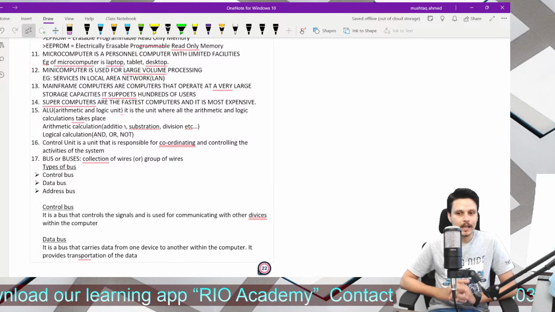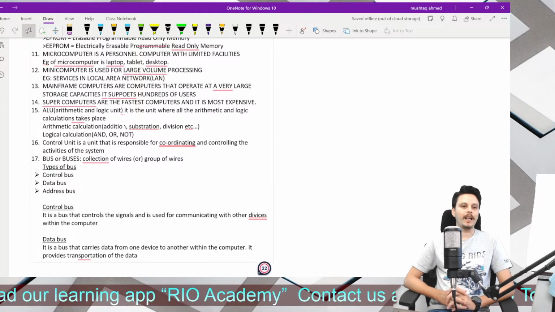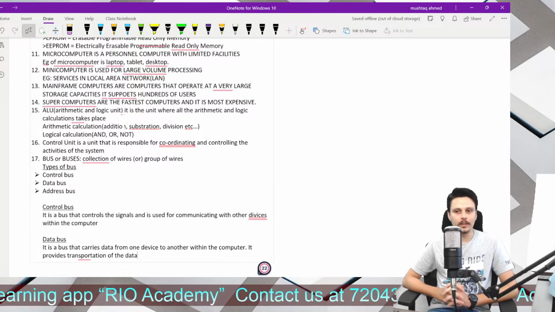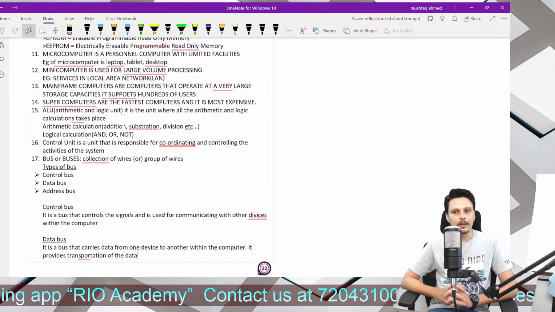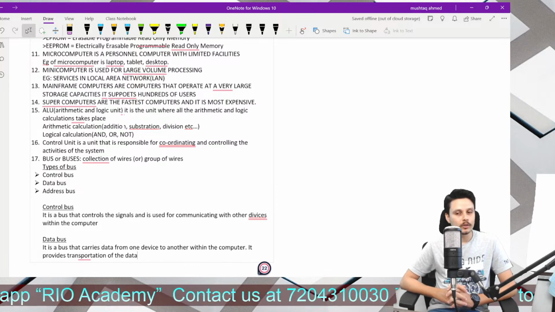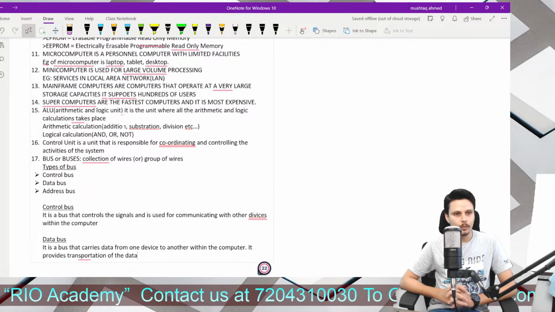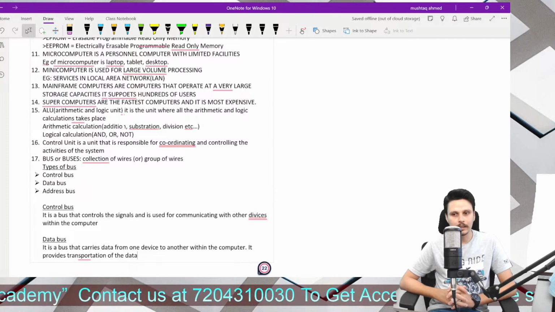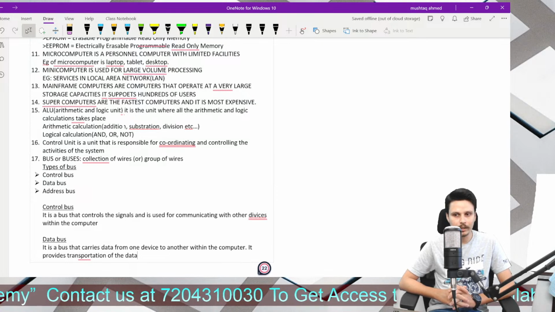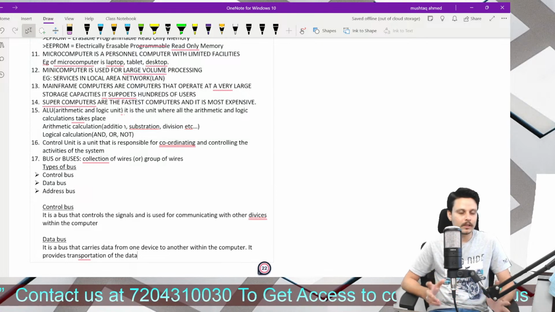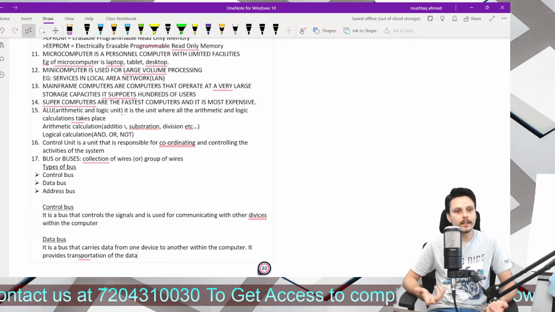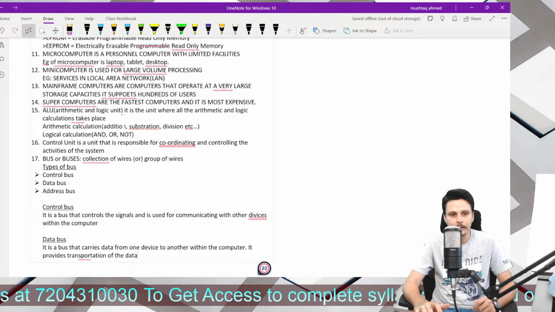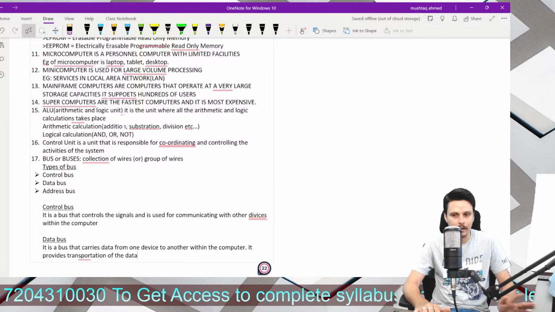It provides transportation of the data. Data bus transports the data from one device to another device, whereas control bus controls the communication with other devices within the system. Control bus controls the signals, or it controls the communication between two devices. And data bus means it is the transportation of data.